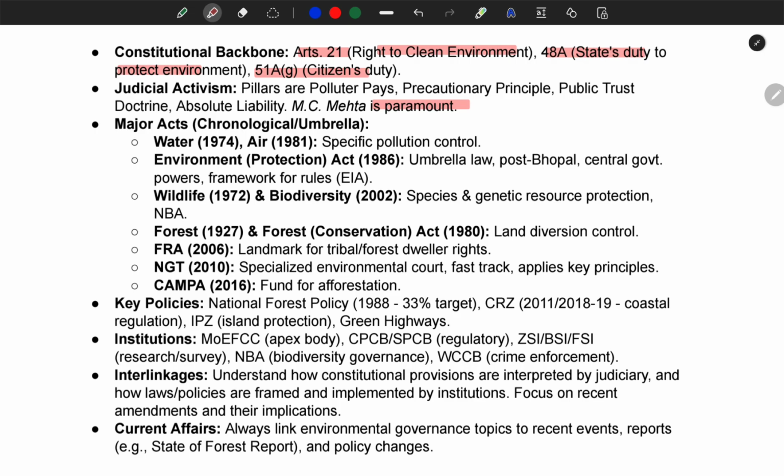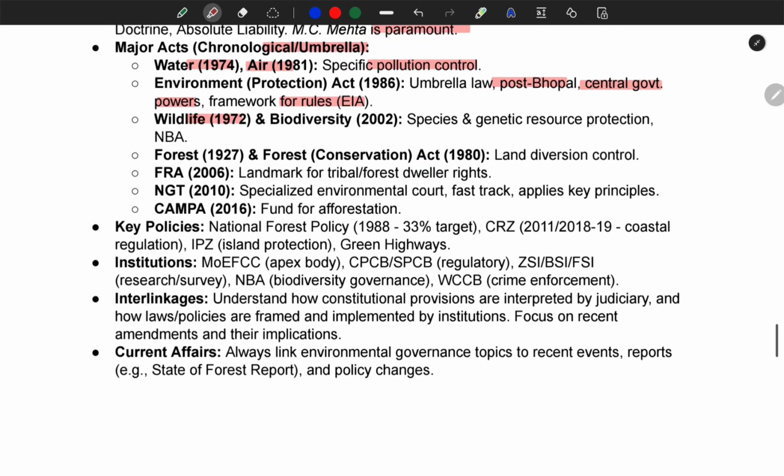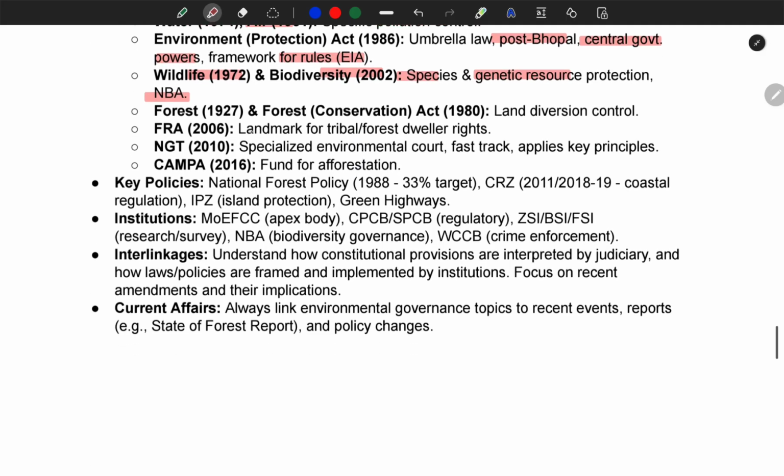Major acts: chronological. Umbrella. Water 1974, Air 1981, specific pollution control. Environment Protection Act 1986, umbrella law, post-Bhopal, central government powers, framework for rules, EIA. Wildlife 1972. Biodiversity Act 2002, species and genetic resource protection, NBA. Forest 1927. Forest Conservation Act 1980, land diversion control.